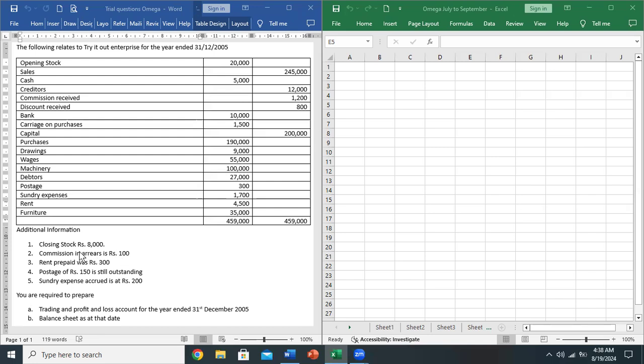And here we are given the following additional information: closing stock, commission in arrears. We have rent prepaid, postage is still outstanding, sundry expense accrued.